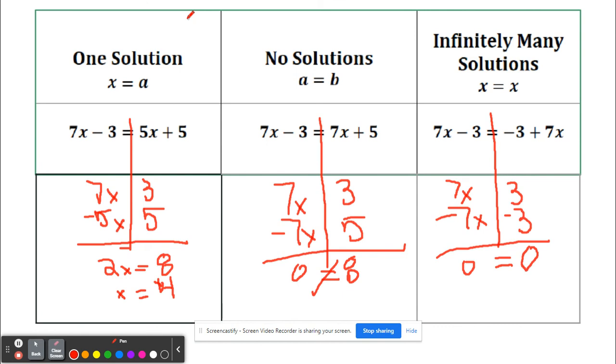What you're going to do is we're going to do a puzzle in class so that you can see if you can find any way to create zero pairs. You're going to create a one solution problem, you're going to create a no solution problem, and you're going to create an infinitely many solutions problem.